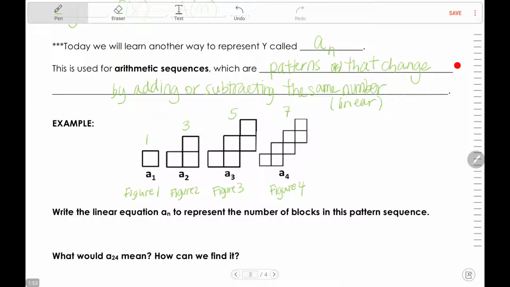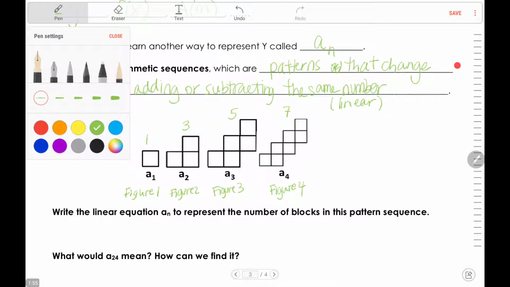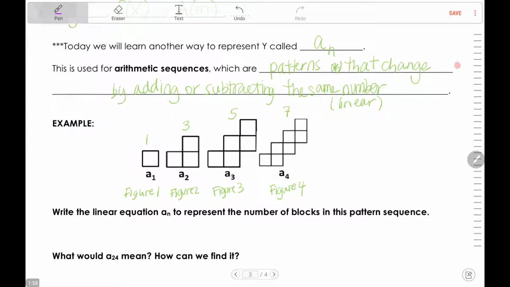Great. So let's make a table. I like to organize our information in a table, especially because we're talking about linear relationships. So we're going to call our n, which is basically this small number here, the figure number. So we had 1, 2, 3, 4. And our a base n, which tells us how many blocks there are, or the y, right? In figure 1, we had 1 block. Figure 2, we had 3. Figure 3, we had 5 blocks. And figure 4, we had 7 blocks.